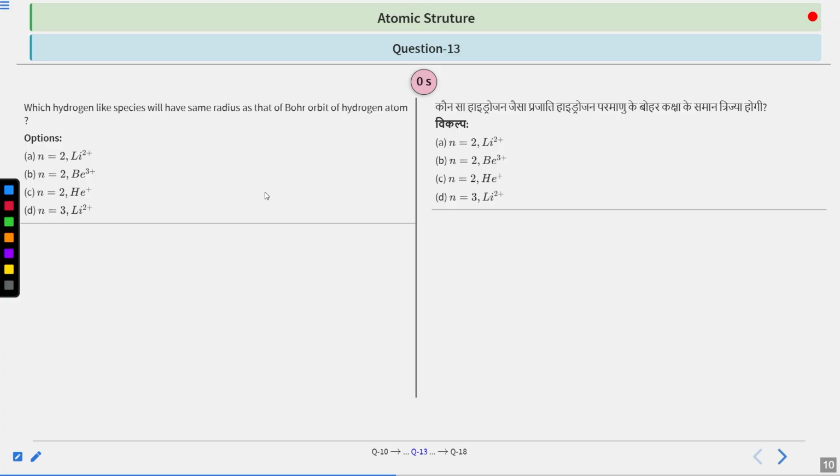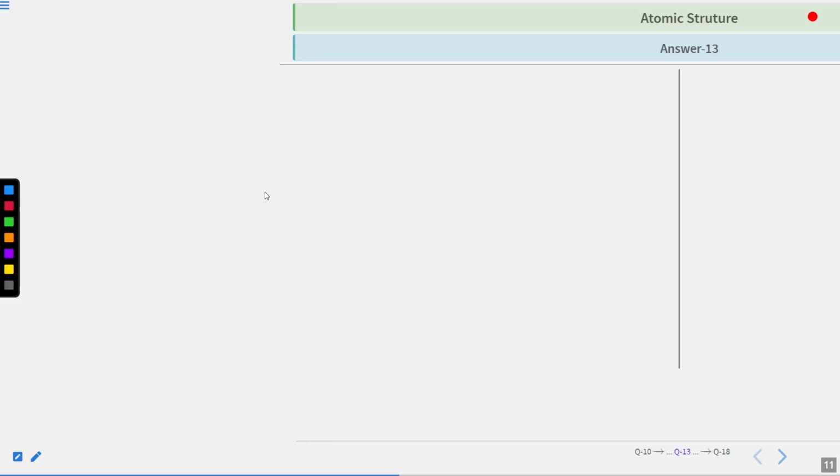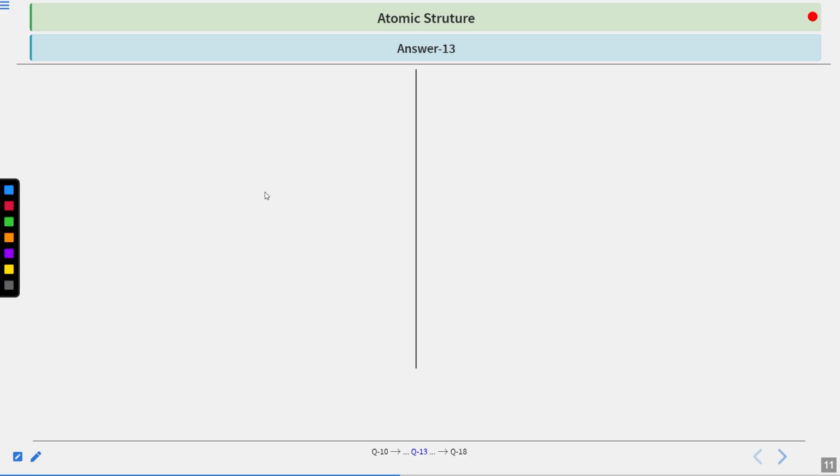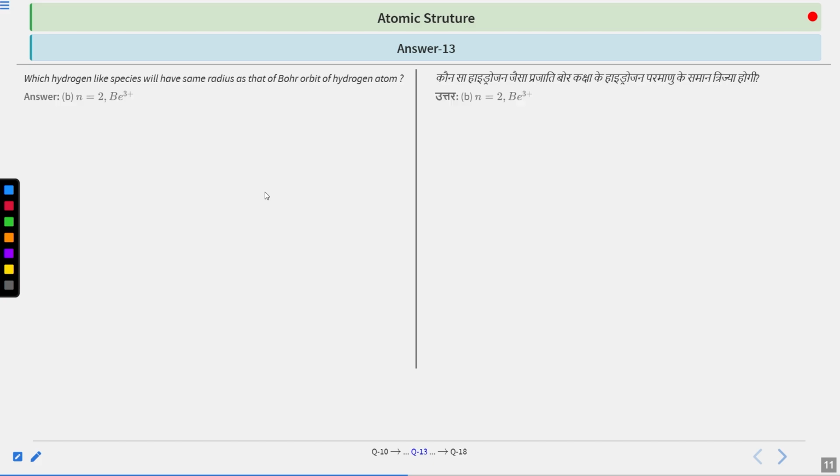Okay, now let us see the solution. What is the question? The question is: which hydrogen-like species will have the same radius as that of Bohr's orbit of hydrogen atom? There are multiple hydrogen-like species given, which have one electron, and we have to see which has the same radius as the Bohr orbit of hydrogen atom. So the correct option is B, n is equal to 2 beryllium 3+.